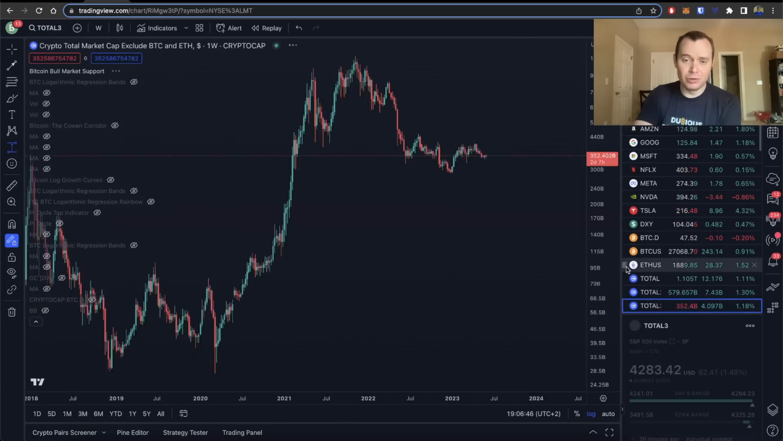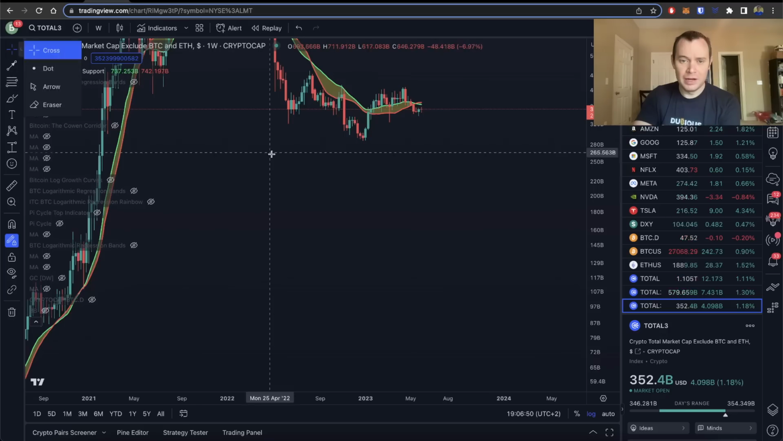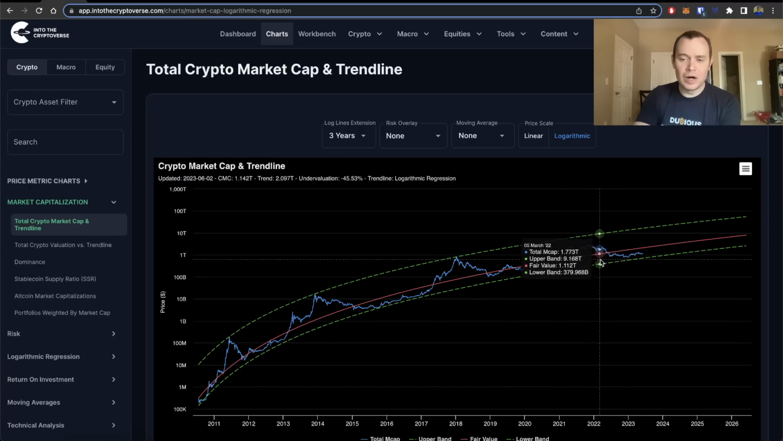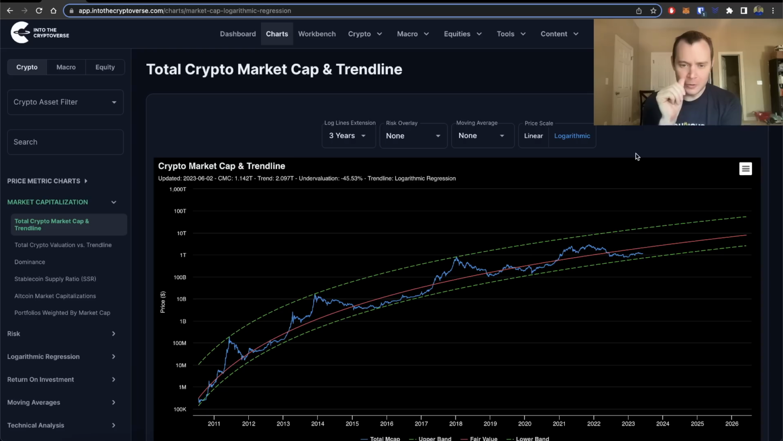And for instance, like Total 3, the altcoin market, is already below its bull market support band, right? It's already well below it. So there's a lot of things that I think we have to consider when thinking about where we are in this, in the grand scheme of the market cycle.